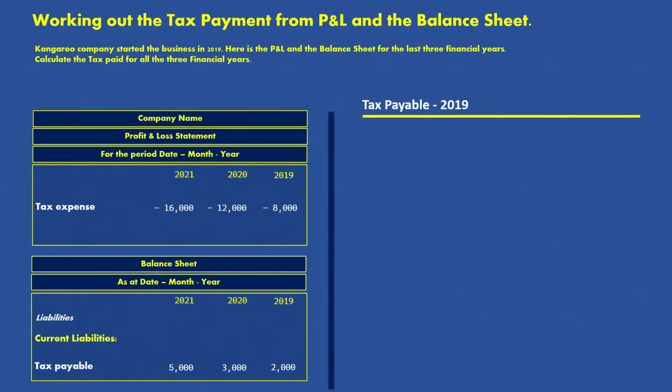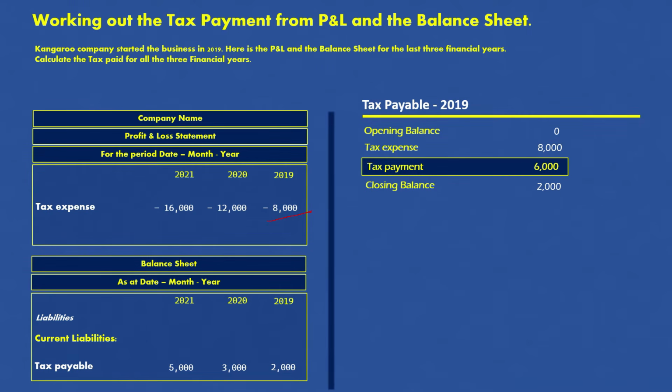So let us say for the year 2019, the opening balances. We know that we just started the business in 2019, so the opening balance has to be 0. And then expenses for the period were $8,000, right? So we would say that tax expense is 8,000, and then the closing balance is 2,000, which means that out of the 8,000 expense, you must have paid $6,000. That is why the closing balance is only 2,000.